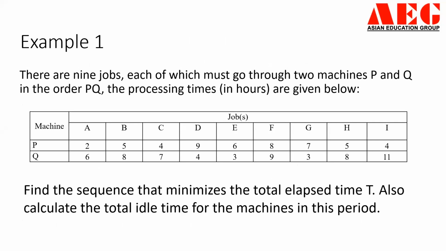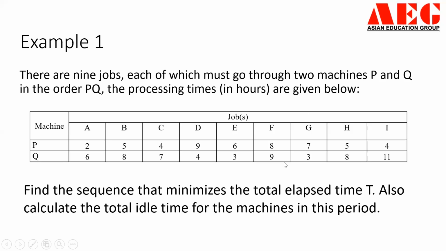So this is a question. There are 9 jobs, each of which must go through the two machines P and Q in the order PQ. The processing time in hours is given. So jobs are given as A to I and the machines are given as P and Q. Find the sequence that minimizes the total elapsed time T. Also calculate the total idle time for the machines in this period. So these are the jobs.